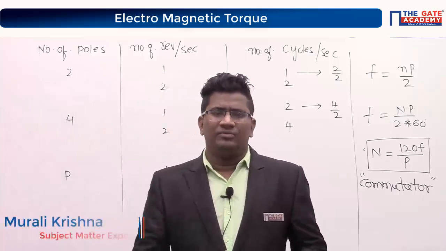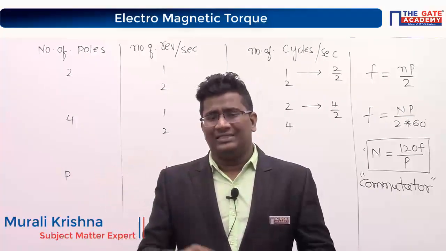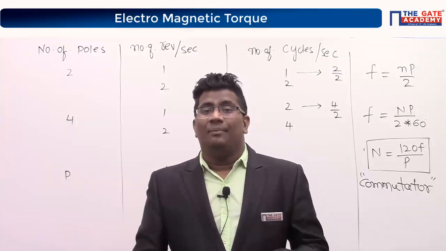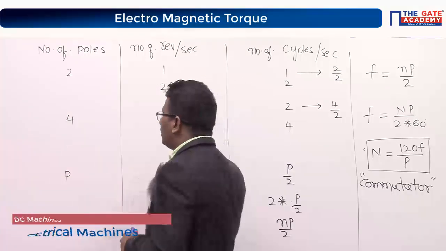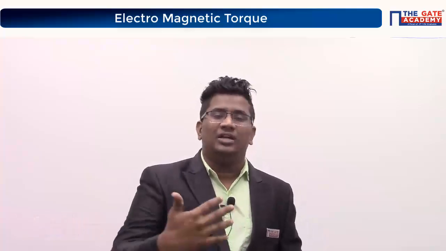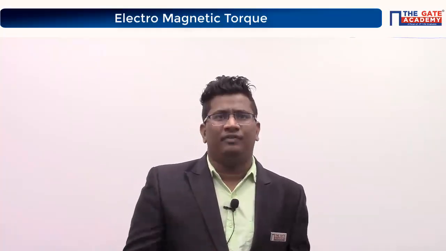Let me solve one problem so that I can classify these generators for which application. I said a DC generator has two types: one based on lap connection and one on wave connection. Tell me, in lap connection, the number of parallel paths equals the number of poles, right? In wave connection, the number of parallel paths equals 2. Then which one should you prefer?